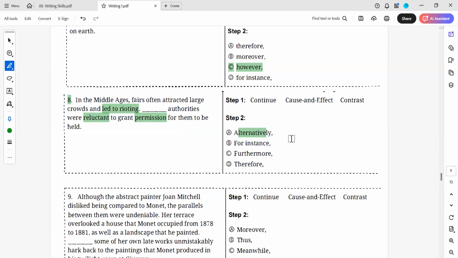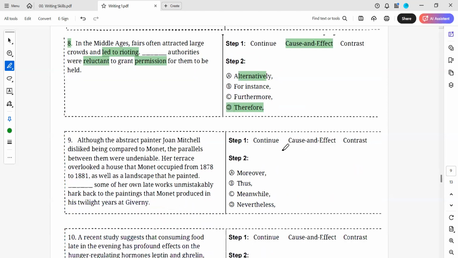Alternatively is used to indicate contrast. It's cause and effect, yes, but not alternatively, finding a replacement or making a shift in direction. It's contradiction. Okay, it's a contradictor. So we need cause and effect. Yes, that's it. Here we have it. Yes, good job, guys. The contradictor, we have it here indeed. Therefore, yes, good job. That's it.